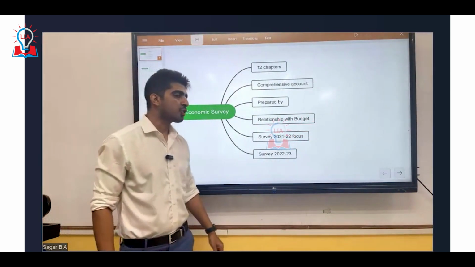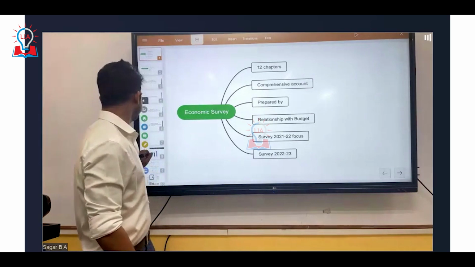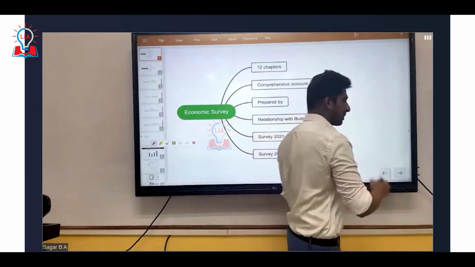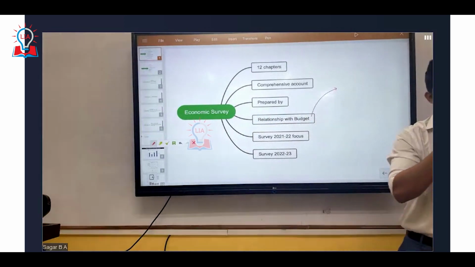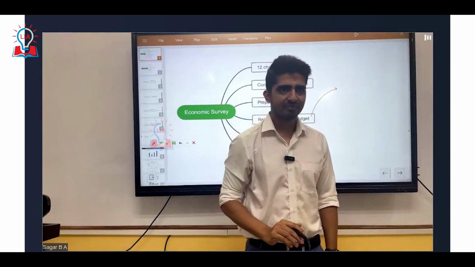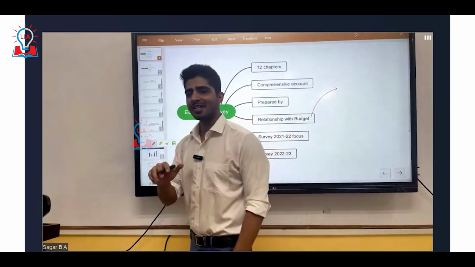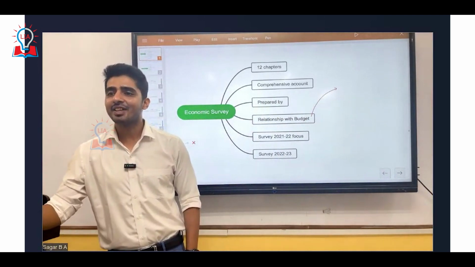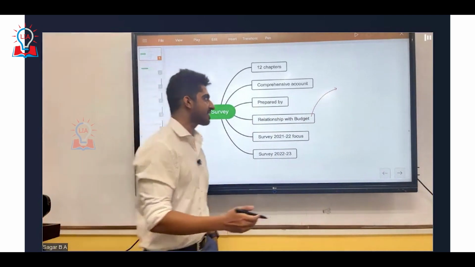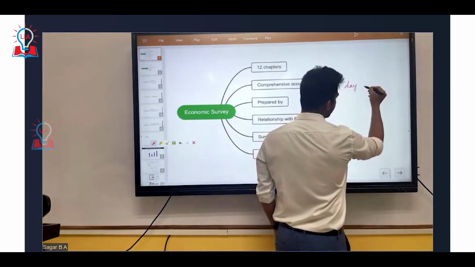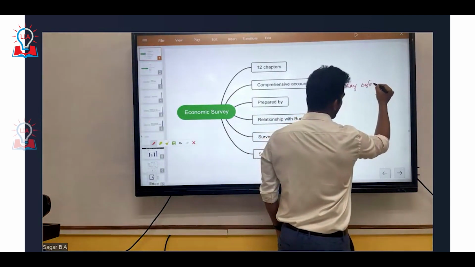How is it related to the budget then? It comes exactly one day before the budget. So what is that date? 31st January. Every year, one day before the budget, that's when you get this economic survey.